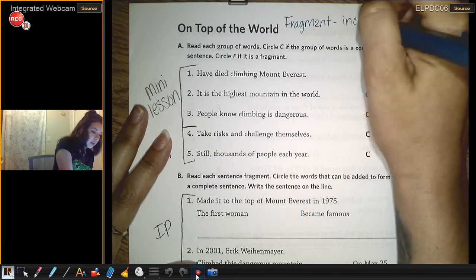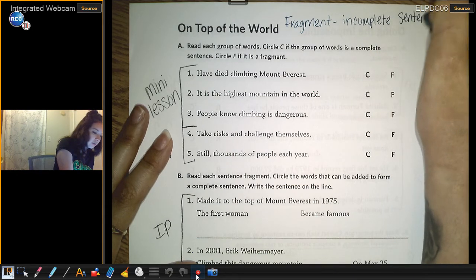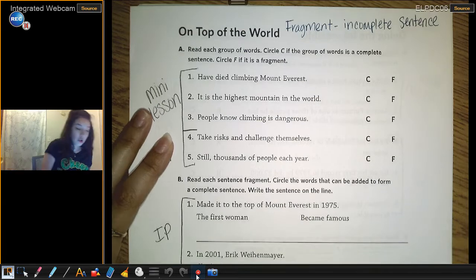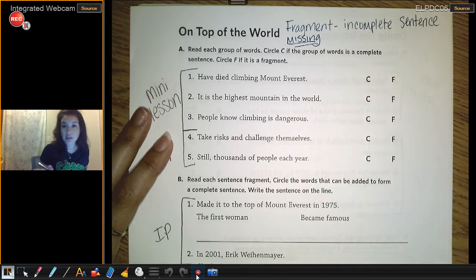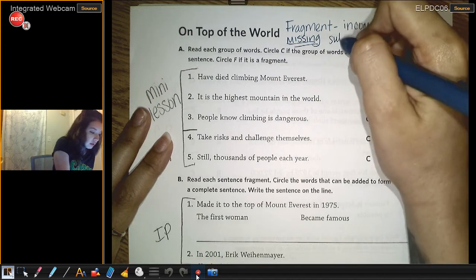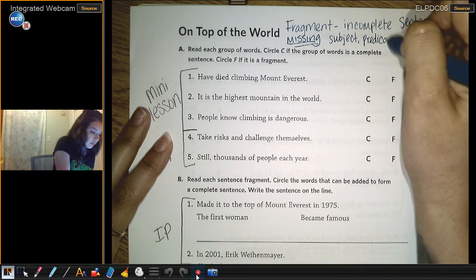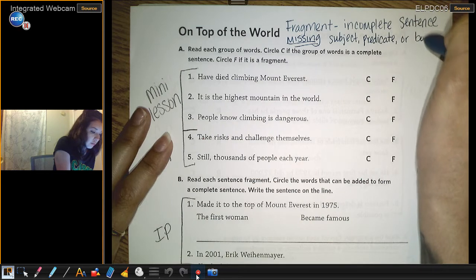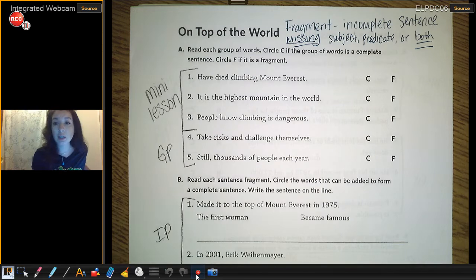So a fragment is an incomplete sentence, okay? So it could be missing, that's important. That means it doesn't have it. It's missing the subject, the predicate, or both. When I say or both, it means maybe it's only telling us where, like a location, but it's not telling us who is there, and it's not telling us what is happening there.